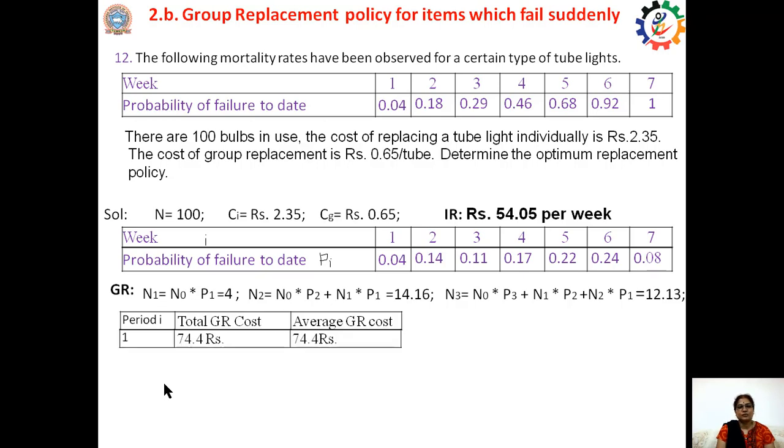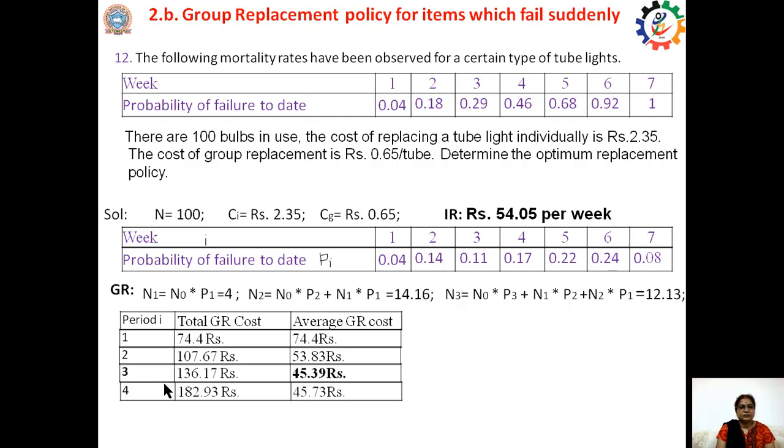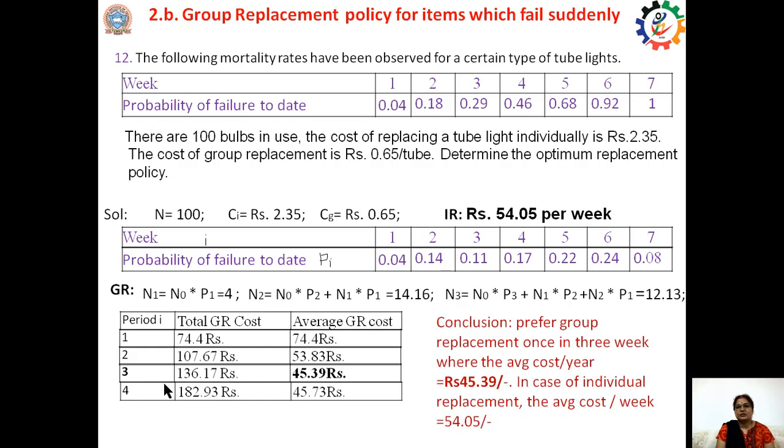I have not shown the split ups, the calculations are stepwise, I haven't shown. It's up to you. So when you complete the calculation, as soon as you get this, you can stop, because it was continuously decreasing. It reached a minimum, then again it is increasing. So conclusion is that prefer GR once in 3 weeks. Average cost per year is 45.39, and in case of individual cost it is 54.04. So which is better? This is better.